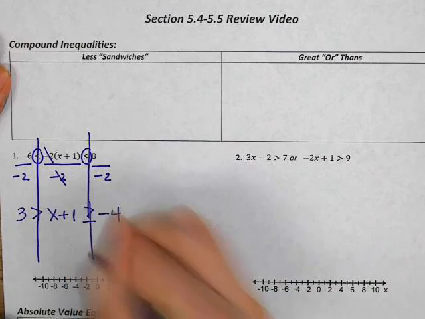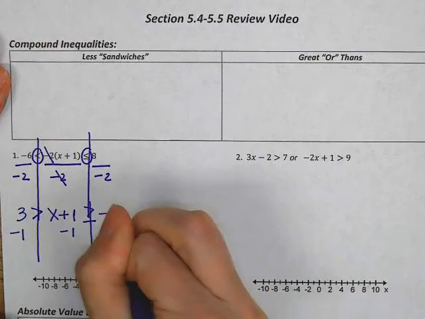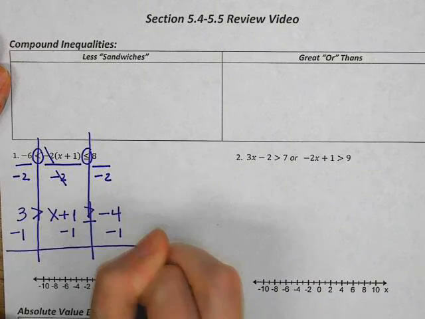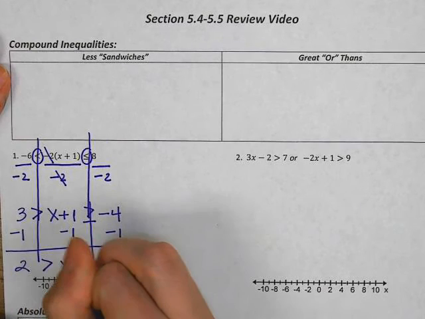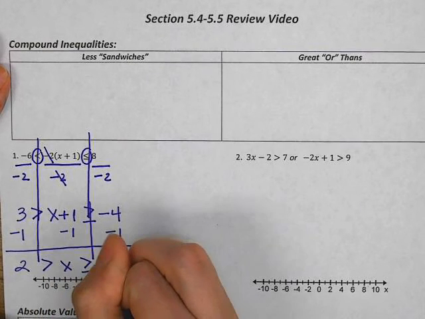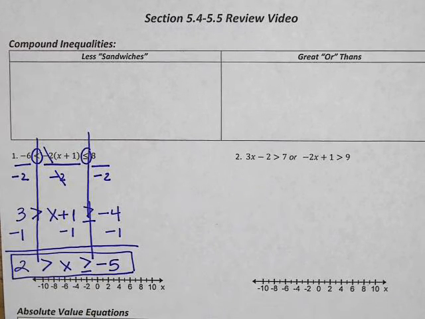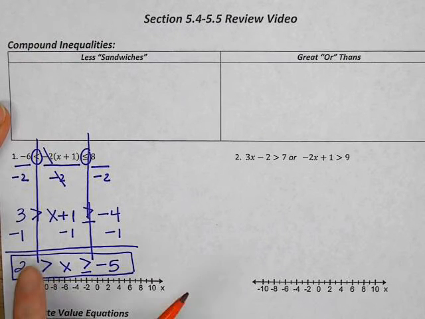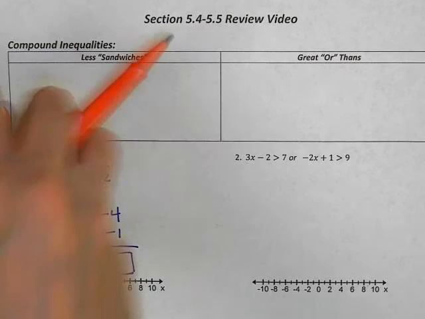And then we're going to keep going. If we want to get x alone, we need to subtract 1, 1, 1 from every piece. And we get 2 is greater than x is greater than or equal to -5. Now this looks a little weird. I like to rewrite it as a less than sandwich because we had that symbol flipping. Now the bigger numbers are on the left and the smaller numbers on the right. So I'm just going to reverse everything.